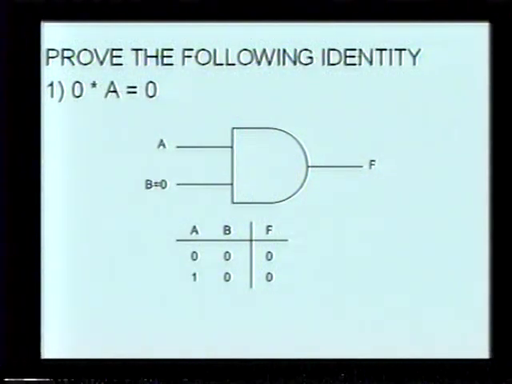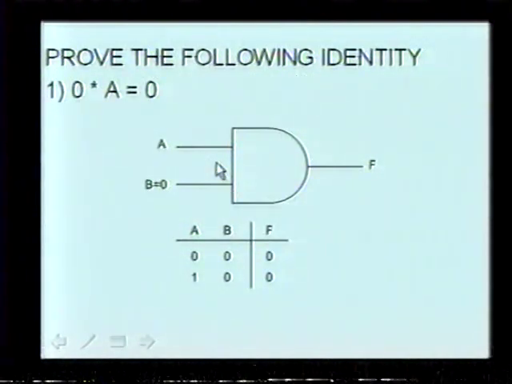So we're going to prove the identity 0 ANDed with A equals 0. So in this example, we have A, and B is set to 0. So in our truth table, A can be 0 or a 1, B can only be a 0. So you're always going to get 0 out because it takes 2 1s to get a 1 out. So that's true. This identity has been proven, both with the logical gate and the truth table.